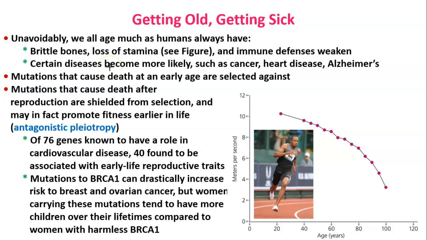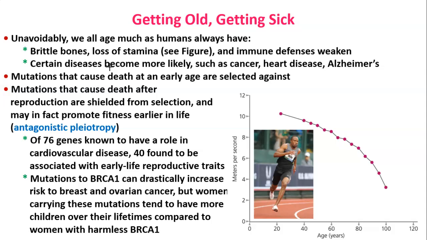So let's begin by addressing the point that we get older than people used to. And getting older means we deal with ailments and sicknesses that people didn't used to have to deal with. Of course, humans have always aged, and presumably we always will. And with aging comes different consequences. Brittle bones, for example, loss of stamina. Take a look at the figure in the lower right showing how, as we age, the number of meters per second that we can run decreases.